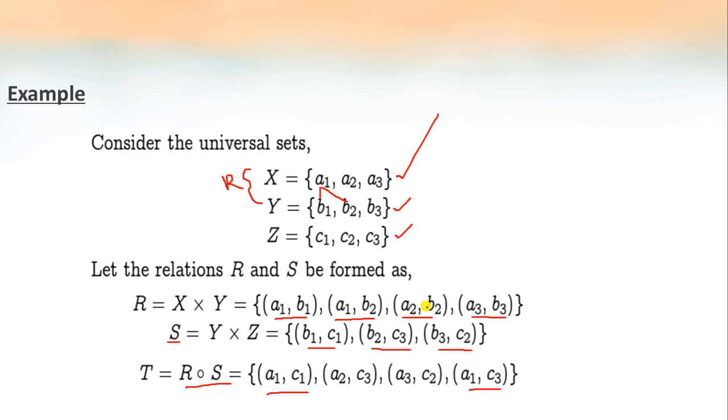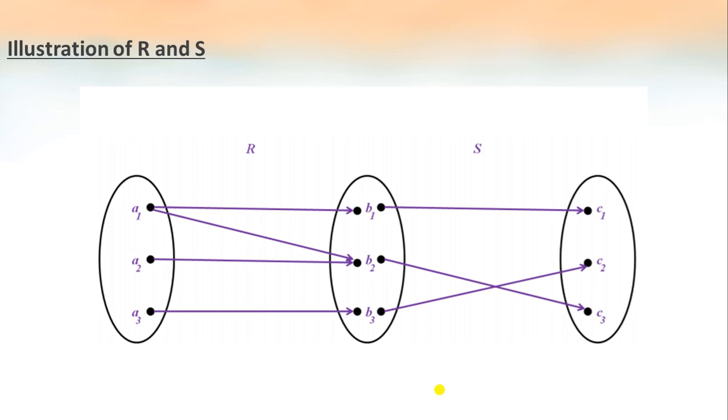Now A2 and B2. And we have B2 and C3 in S. So we can write A2 and C3. Next is A3 and B3, and we have B3 and C2. So we can take the relation A3 and C2. This is the composition of R and S.